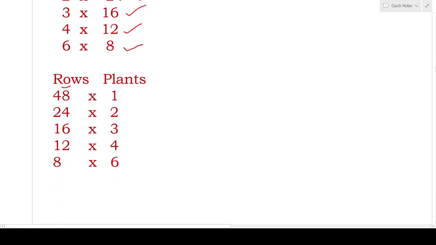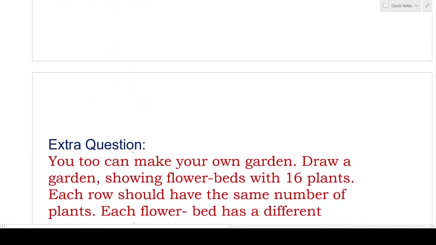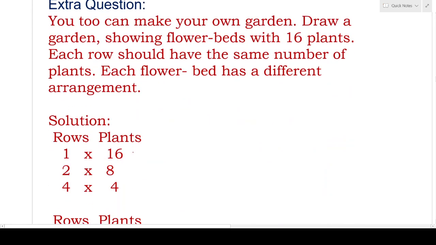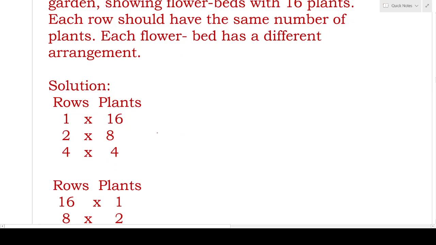Now we have 48 rows with 1 plant. Next 24 rows with 2 plants each. Next 16 rows with 3 plants each. Next 12 rows with 4 plants each. And last one 8 rows with 6 plants each. In this way you have to complete these question answers. Same like that I have done one more question. Here you have to arrange 16 plants. Here I have written the answer.